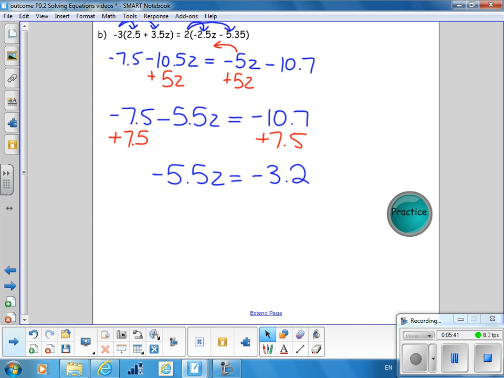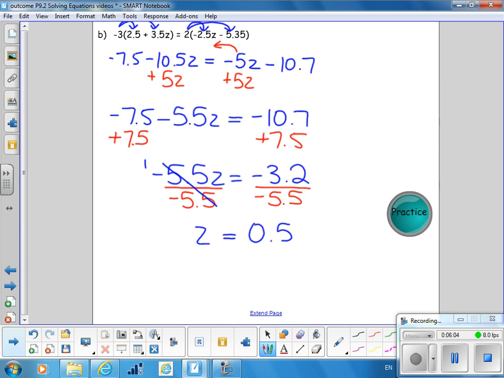And so now we want to get the z by itself. The negative 5.5 is being multiplied to z. The inverse of multiplication is division. So we divide by negative 5.5. We get 1 over here, so we just have z equals negative 3.2 divided by negative 5.5, which gives us 0.58 repeating. So z equals 0.58181818, etc.